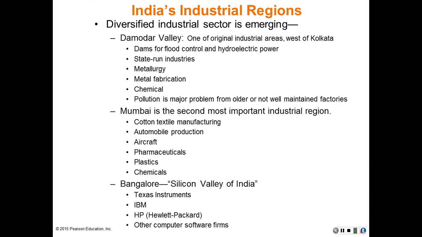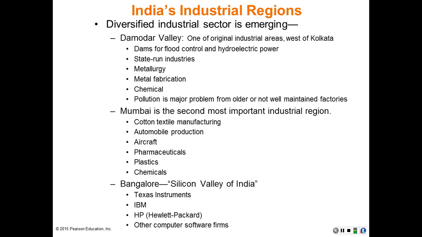India's industrial regions. There's a diversified industrial sector emerging. The Damodar Valley near Calcutta, west of Calcutta, has dams for flood control and hydroelectric power. Of course, this is one of the areas that has the highest amounts of rainfall during the wet monsoon season.